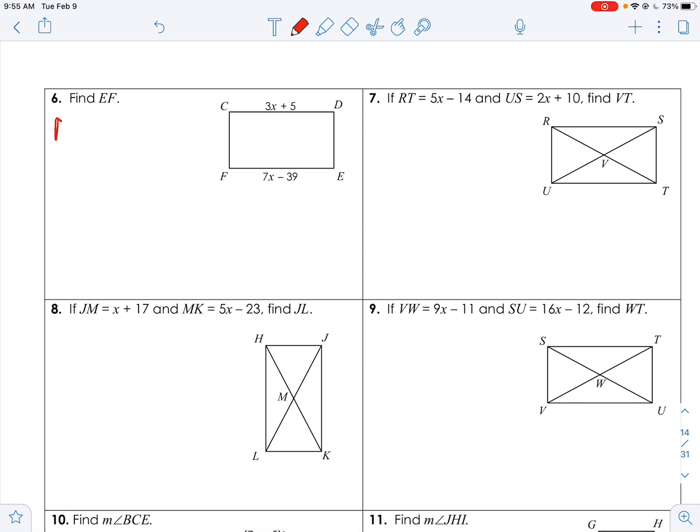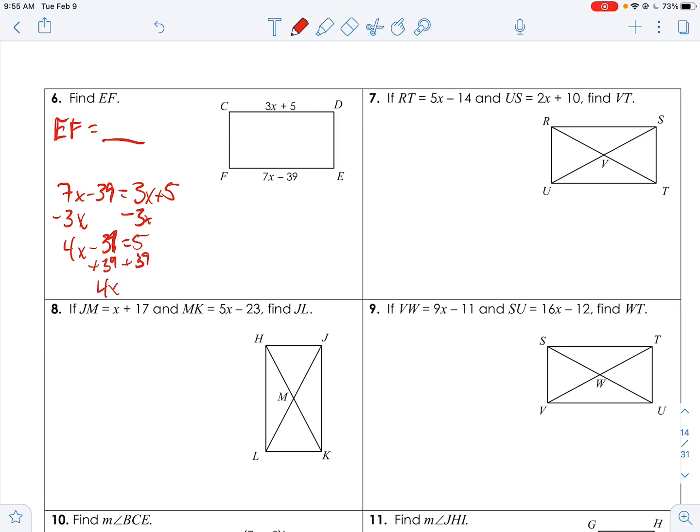Now it's algebra. Find EF. Well, remember you need EF equals, fill in the blank. Don't just find x. Opposite sides are congruent. So 7x minus 39 equals 3x plus 5. Minus 3x: 4x minus 39 equals 5.